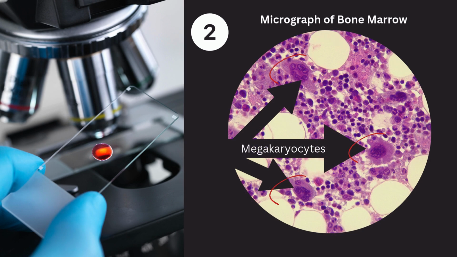The larger purple clusters are megakaryocytes. MKs are large cells in the bone marrow that produce platelets that are essential for blood clotting.